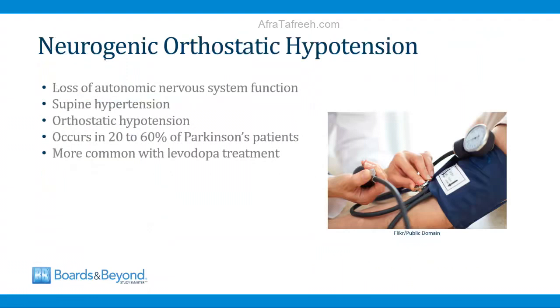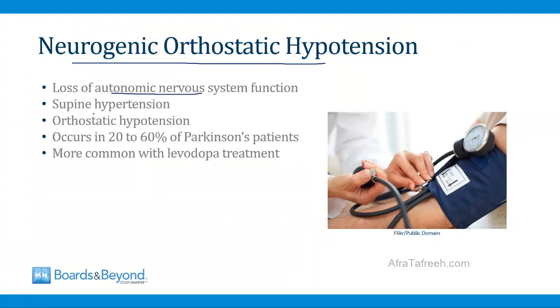Many patients with Parkinson's disease develop a blood pressure problem called neurogenic orthostatic hypotension. This occurs because of loss of normal functioning of the autonomic nervous system. What happens to these patients is when they are lying down, when they are supine, they have hypertension, but when they stand up, they develop orthostatic hypotension and can even become dizzy and can have syncope. This occurs in up to 60% of Parkinson's patients in some studies, and it's more common in Parkinson's patients who are taking levodopa for treatment. And this can be a very difficult problem to treat. These patients have high blood pressure and may need antihypertensives, but if you treat them too aggressively for hypertension, their hypotension gets worse and they can have dizziness and syncope.